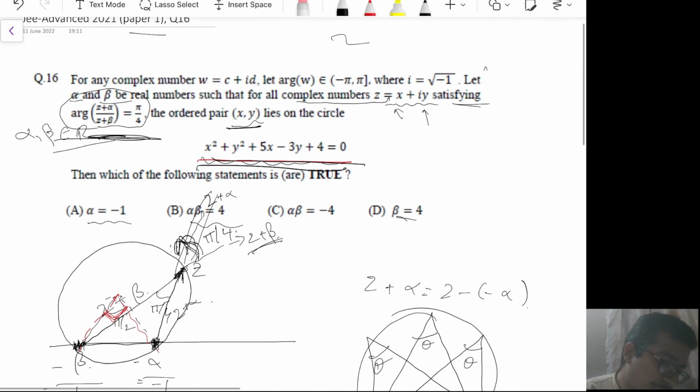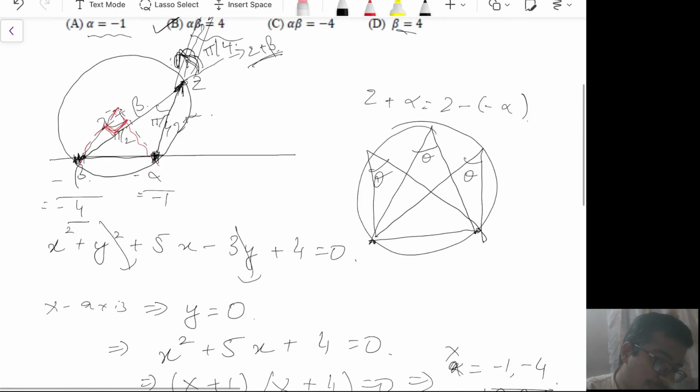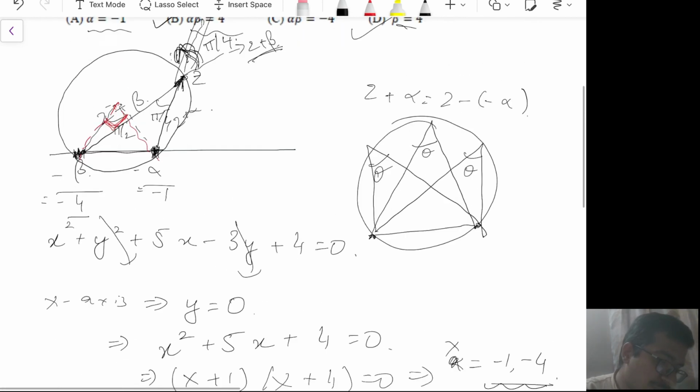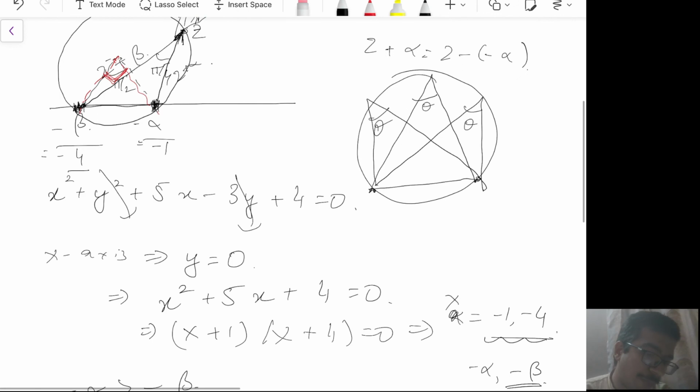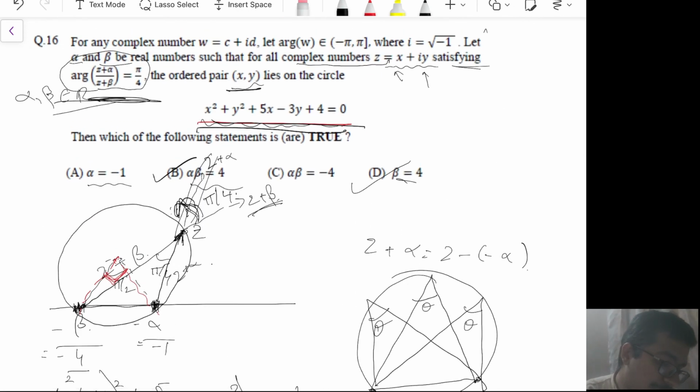And now let's look at the options. It says which of the following are true. Firstly we see that alpha beta is definitely 4. This is true. And we also see that beta is 4. This is also true. And we see that alpha is 1, right? So minus alpha is minus 1, because the points on the x-axis which we plotted were minus alpha and minus beta.